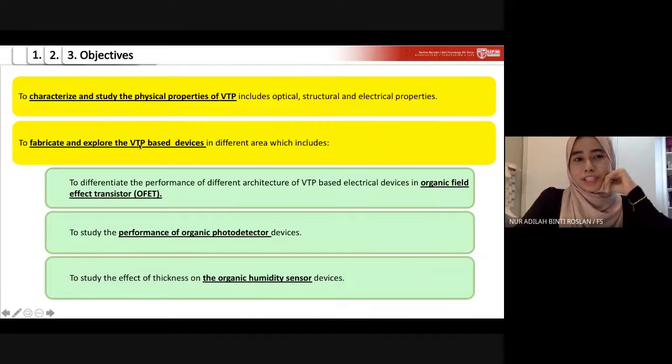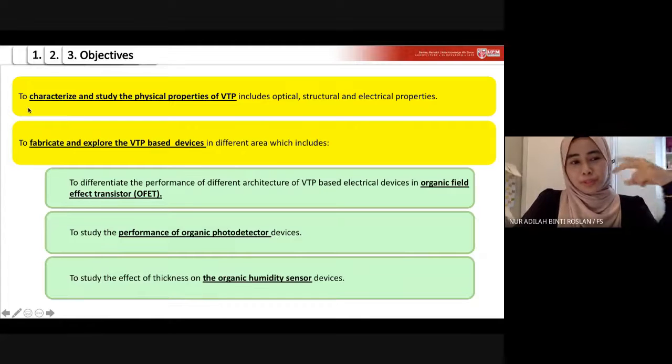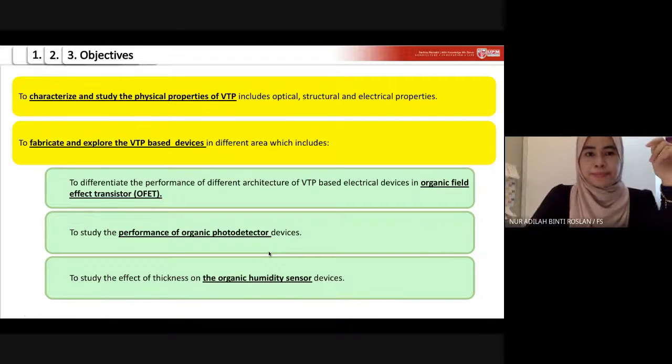So coming to the objectives from the motivations just now, I have two big objectives. The first one is to characterize and study the physical properties of VTP, which include the optical, structural, and also electrical properties. And then I want to fabricate and explore VTP-based devices in transistor, photodetector, as well as humidity sensor.